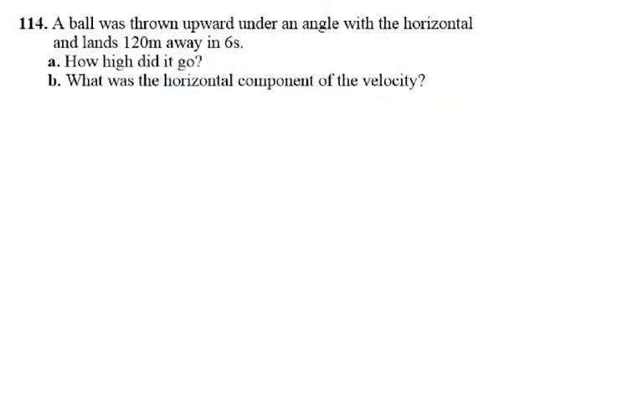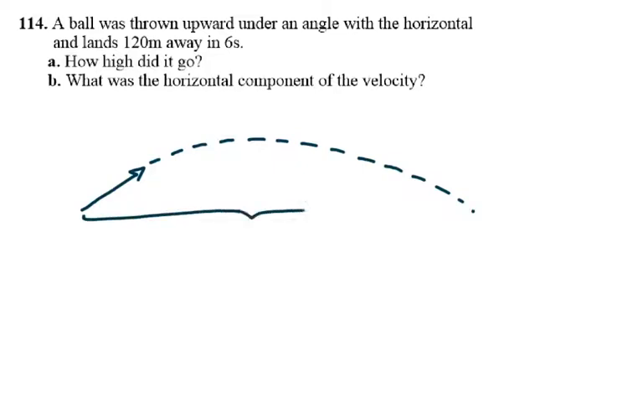Here's another question we're going to look at. A ball was thrown upward at an angle with the horizontal. So if it's an angle with the horizontal, it's probably in this direction, and lands 120 meters away in 6 seconds. So we have projectile motion. It's motion in two directions, the X and Y.